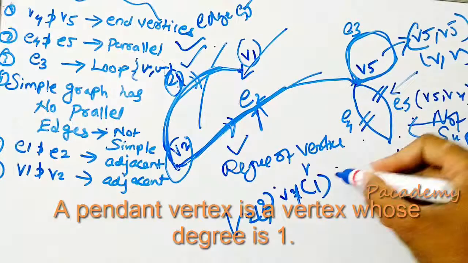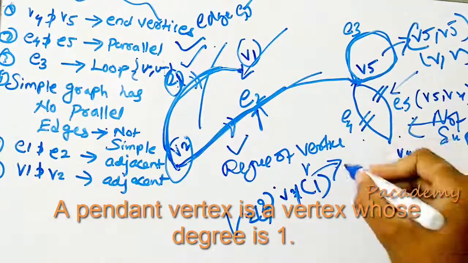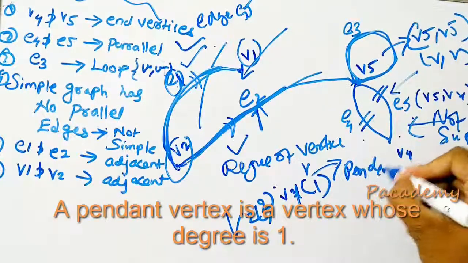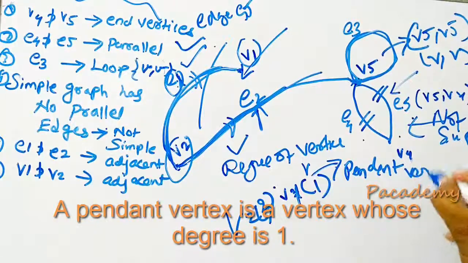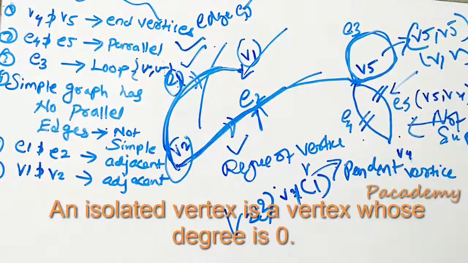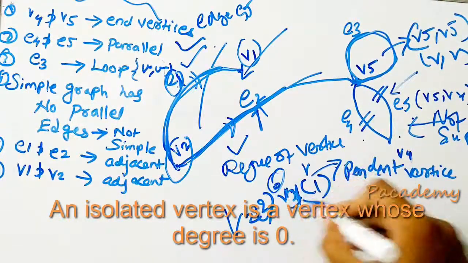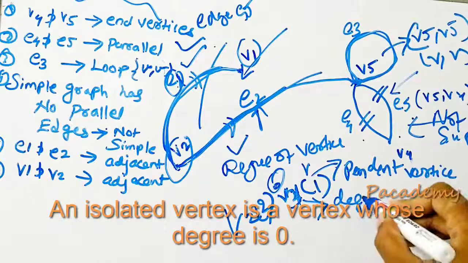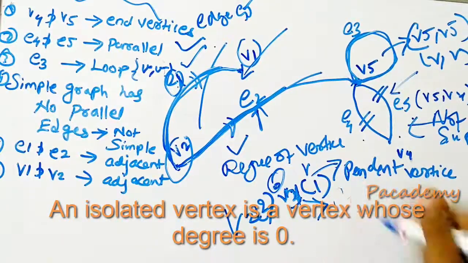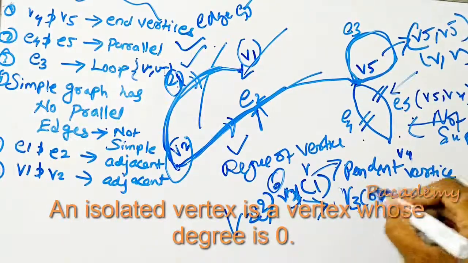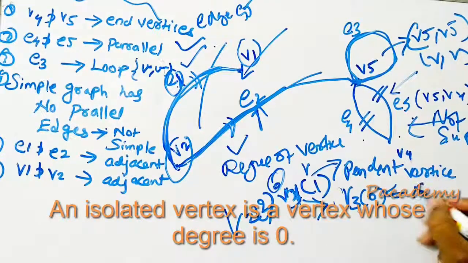A vertex whose degree is 1 is known as a pendant vertex. If the degree of a vertex like V3 in this case is 0, the degree of V3 is 0, so it is known as an isolated vertex.